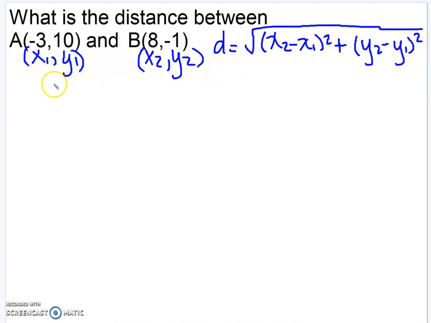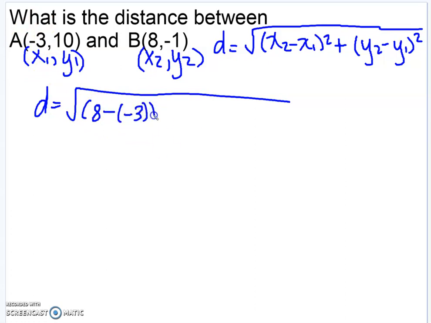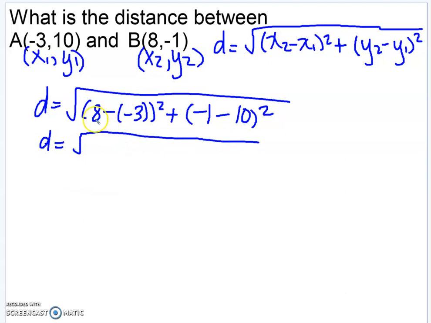Okay, so now let's substitute this in. So we're going to end up taking our x2 and subtracting our x1. So we'll get 8 minus this -3 value. And I will get this y2, so I'll get -1 subtract this y1 value, which is 10. So now we need to calculate what's happening in here. So 8 minus -3, that's really 8 plus 3, which is going to give me 11. And then -1 minus 10, that's going to give us -11 squared.